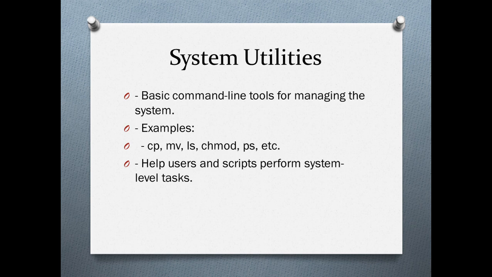Next, system utilities. System utilities are the tools we use every day on Linux, like cp to copy files, mv to move or rename them, ls to list directory contents, chmod to change permissions, and ps to check running processes. These tools help manage the system and are essential for both users and scripts.